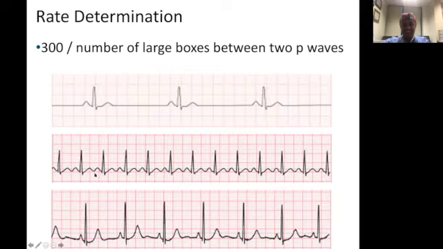You can, because the way we're doing it is 300 by large boxes, but in each large box there are 5 small boxes. So 5 times 300 would be 1,500. So you can do 1,500 divided by the number of small boxes. If you do that here, it would be 5, 10, 12. You'll end up at the same place. Okay, let's keep going then.